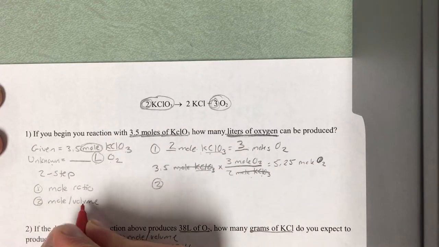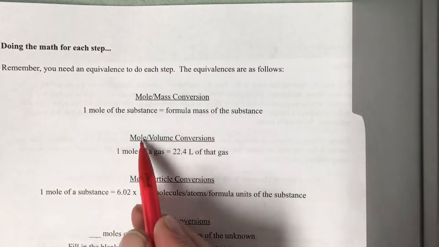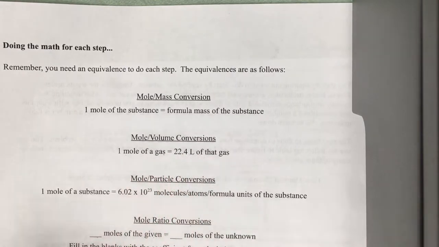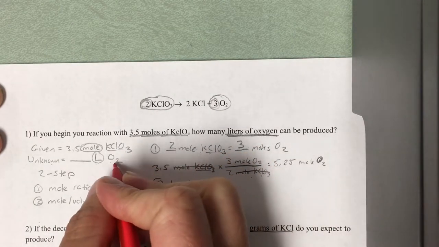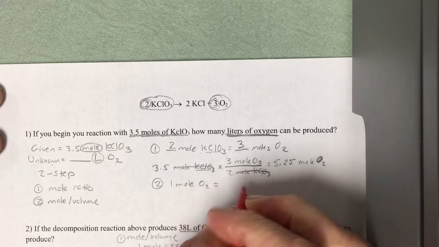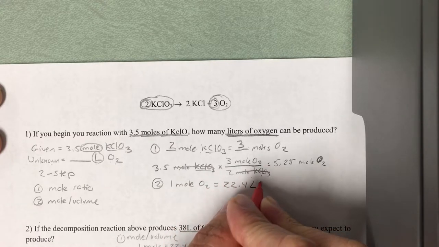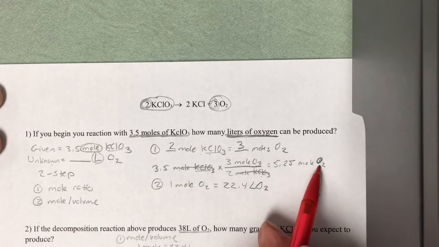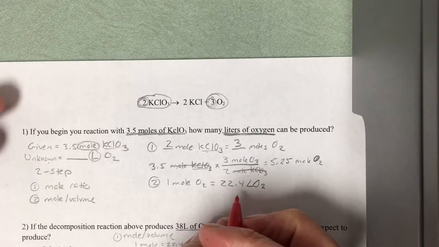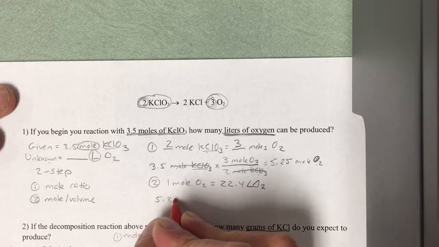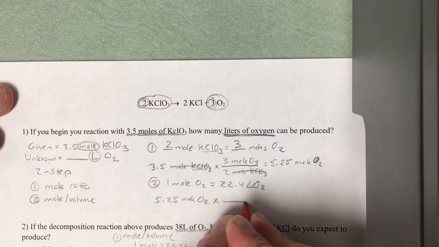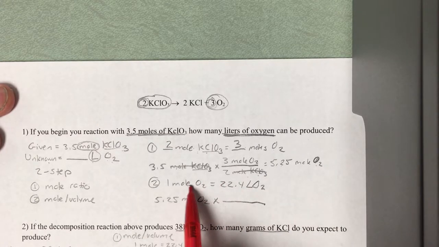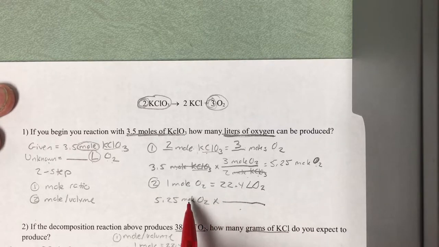Now I move on to step two, which is the mole volume conversion. In a mole volume conversion, the equivalence is always 1 mole of a gas equals 22.4 liters of the gas. The gas is oxygen, our unknown. We carry over the answer from the last step. That's where we start. And again, when we do this conversion factor, the numbers that go in come from this equivalence. I know what to put on the bottom because I wrote this down.